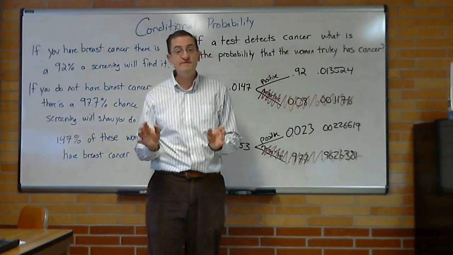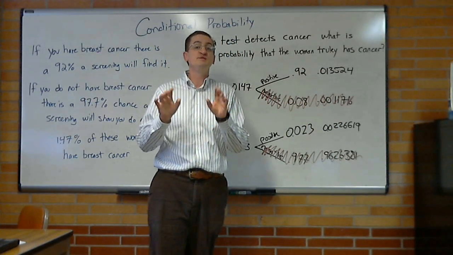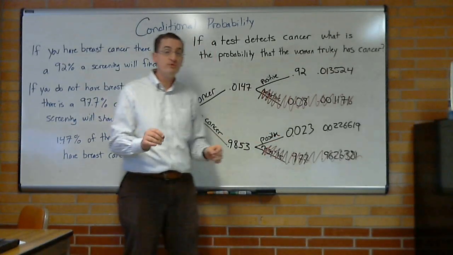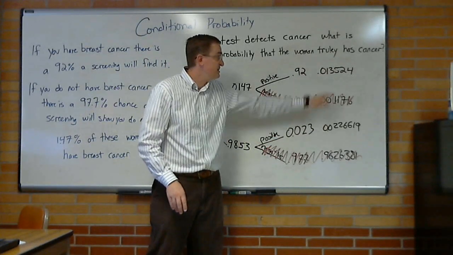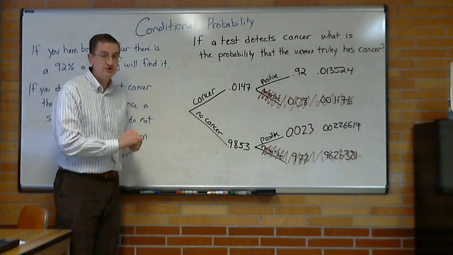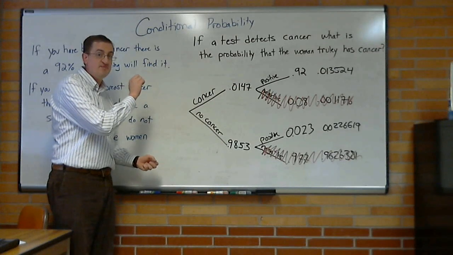Remember, when you're given information, you want to divide by not the original total. You want to divide by something else. What are we going to divide by? The new total. These scenarios put together. What do they add up to? Well, I'm running out of room, so let me destroy some of my tree diagram and put it on there.